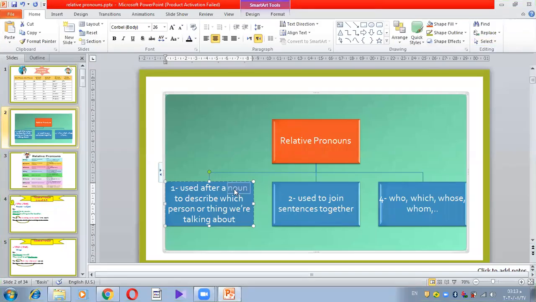In order to tell you how the relative pronoun refers to or describes the noun, we are going to take examples to make it clearer for you. Just remember this note, and we are going to see how now. Let's see.